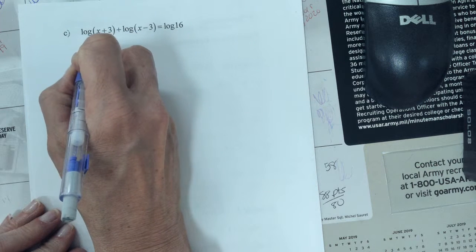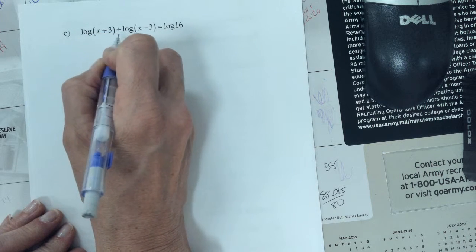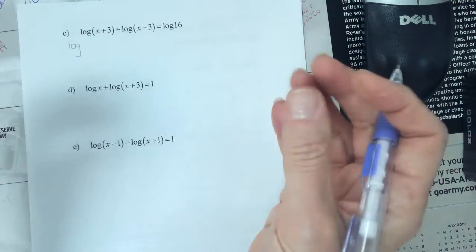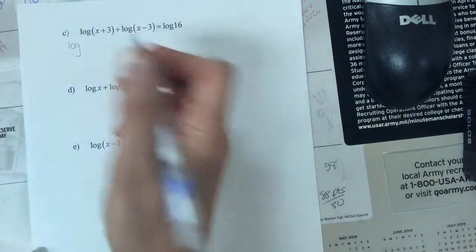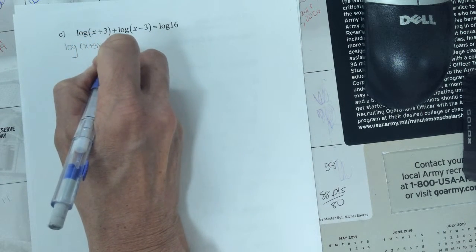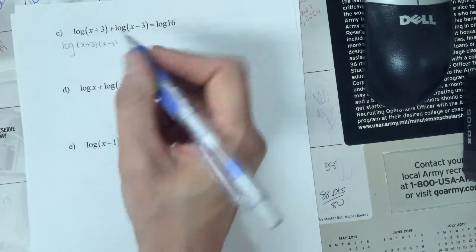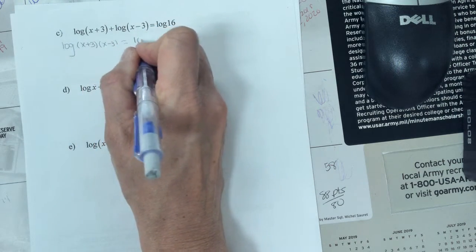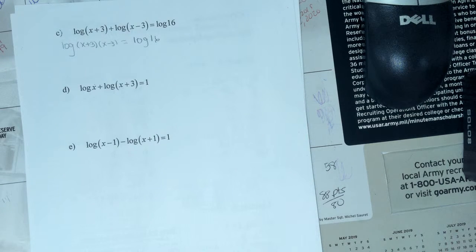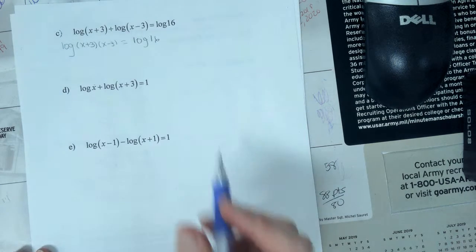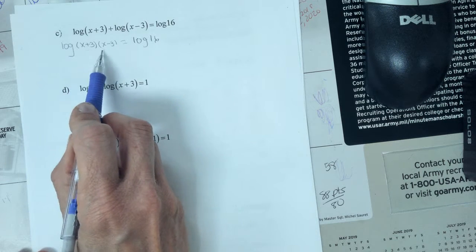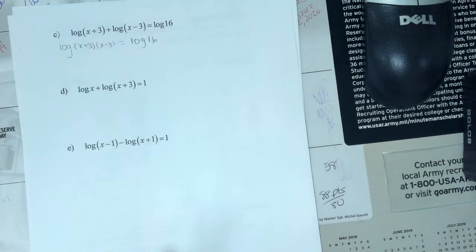So if you have a log of x plus 3 plus log of x minus 3, when it condenses, remember, addition when it condenses becomes multiplication. At this point, you have log of x plus 3 times x minus 3 equals the log of 16.